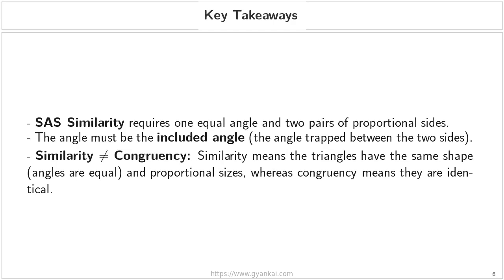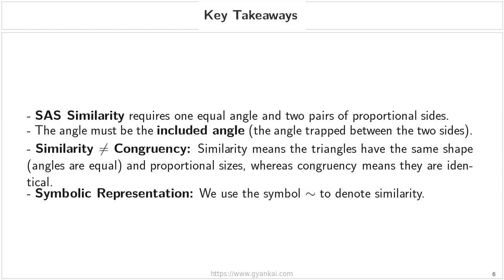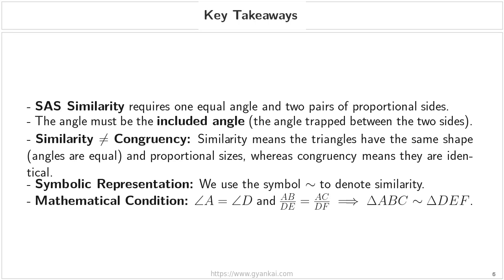Next, I want to reinforce a distinction that often trips students up. Similarity is not the same as congruency. While we learned in previous grades that congruency means two triangles are identical in both shape and size, similarity only requires them to have the same shape. This means their angles are equal, but their side lengths can be different as long as they maintain that same ratio, just like the projector example we saw earlier. In terms of notation, when you are writing your proofs, we use the tilde symbol, which looks like a small wave, to denote similarity.